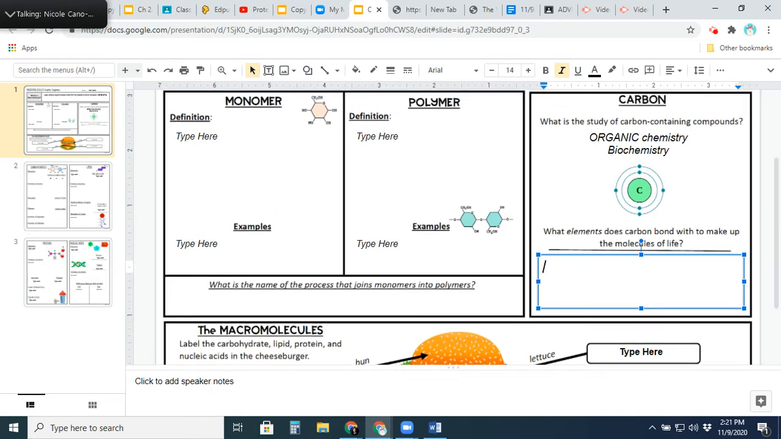So what does carbon end up bonding with to make molecules of life? Well, hydrogen, oxygen, nitrogen, phosphorus, and then we're going to say others. But those are the big ones, okay? Hydrogen, oxygen, nitrogen, and phosphorus.